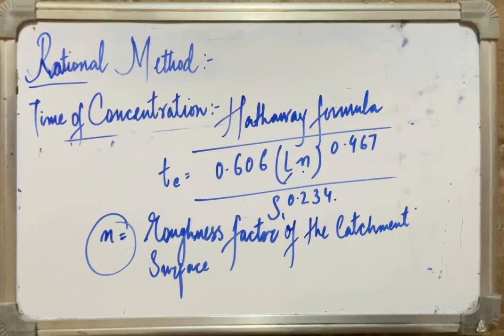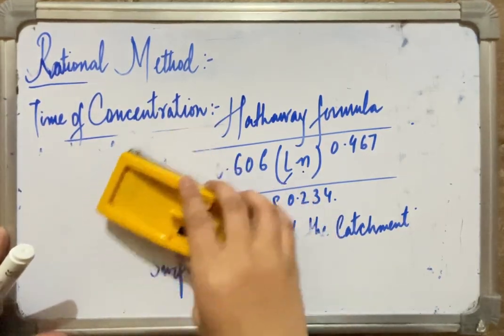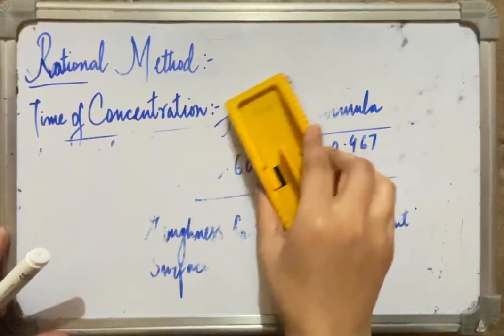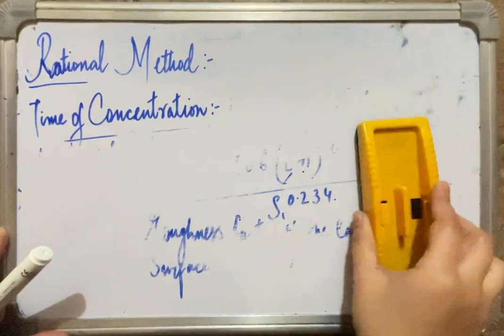So this was about the time of concentration and the various formulas by which we can evaluate it: the first generalized empirical formula, then the Richards formula, Danson's formula, Kirpich formula, and the Hathaway formula.